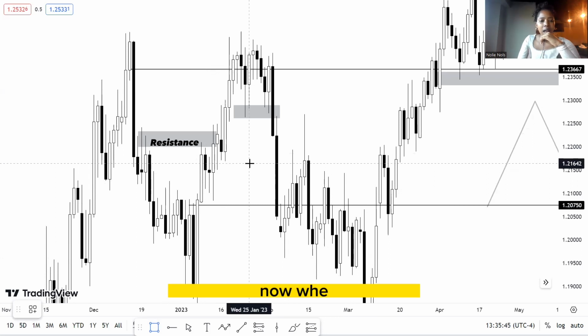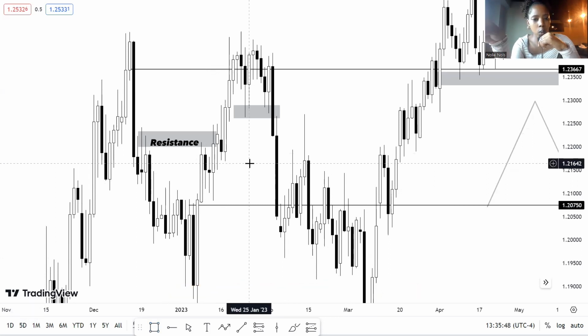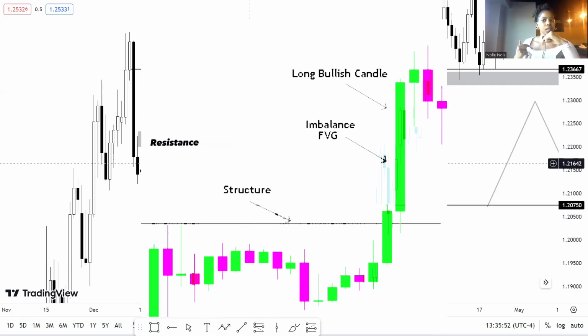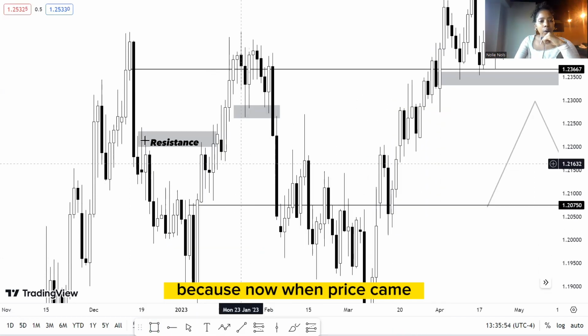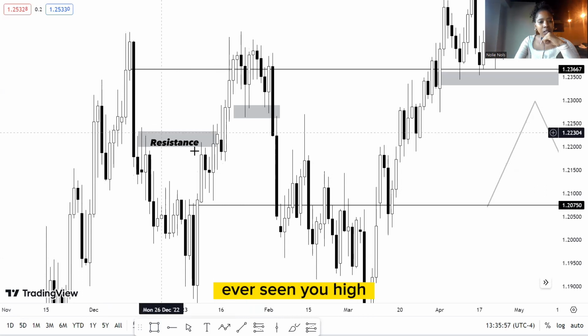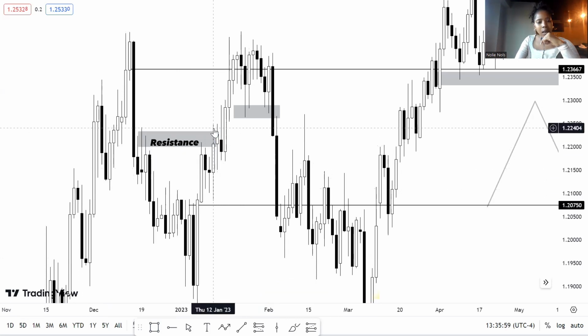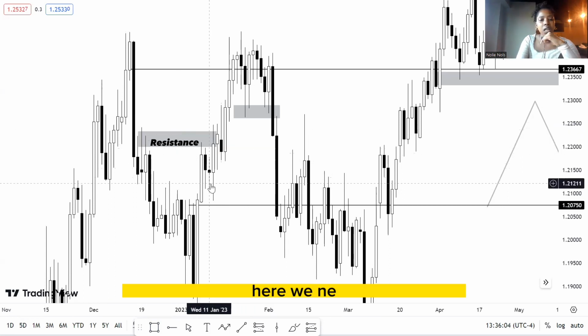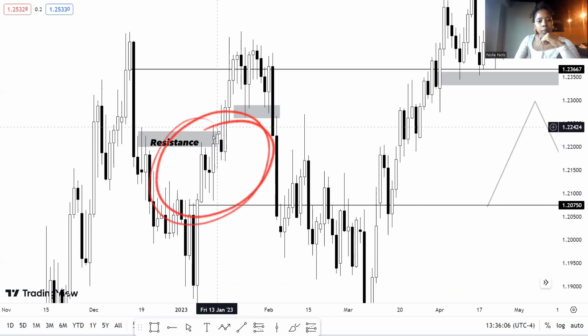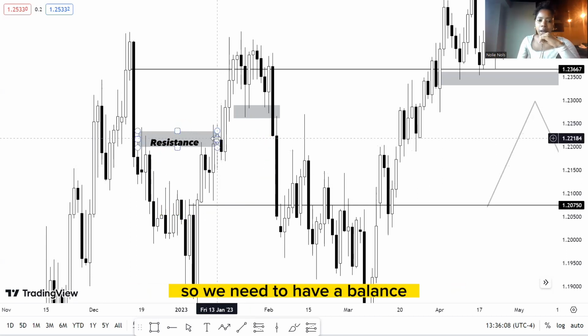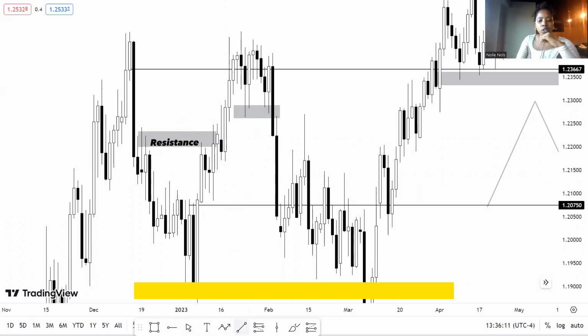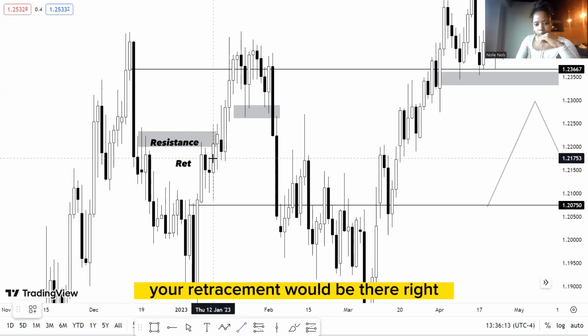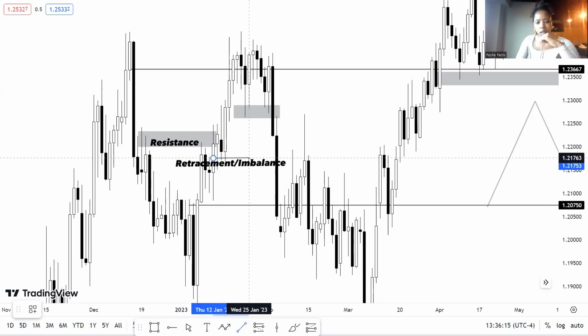Now, when we have a new low, that is what we call the imbalance. Because when price gave us a new high, pushed the candles up, came back down, it left the imbalance, because now we need to have blue, black candles or white and black. So we need to have a balance. Therefore, your retracement would be there, right?